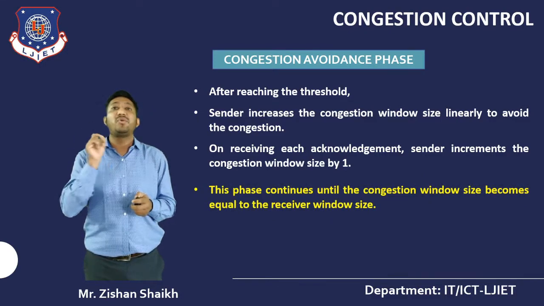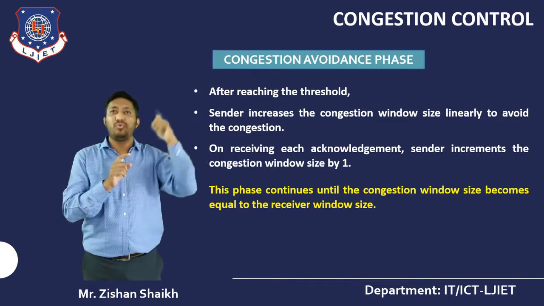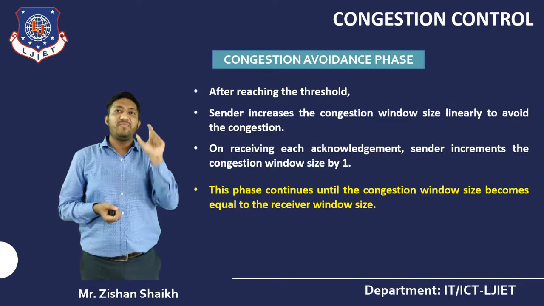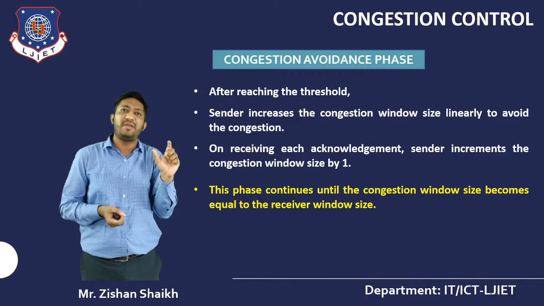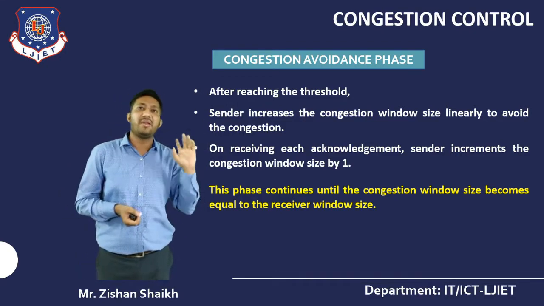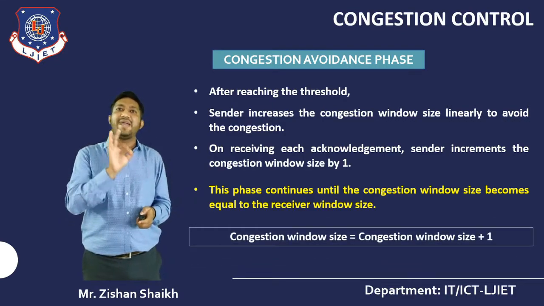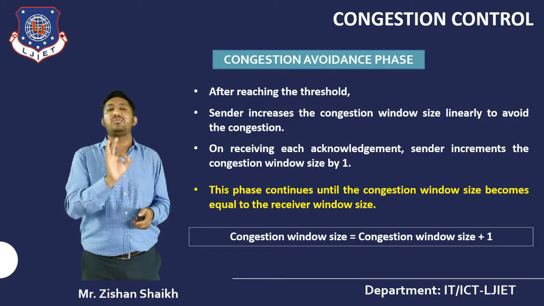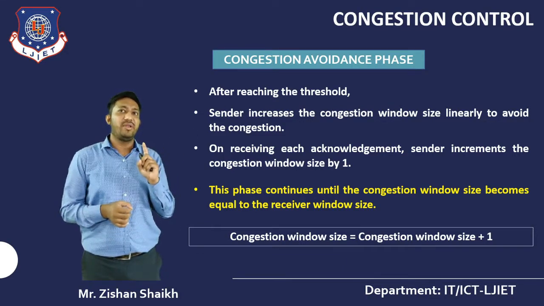In the previous case, it increased exponentially, in powers of 2. But here, once we reach the threshold, it increases linearly. On receiving each acknowledgement, the sender increments the congestion window size by 1. This phase continues until the congestion window size becomes equal to the receiver window size. So this is the avoidance case.